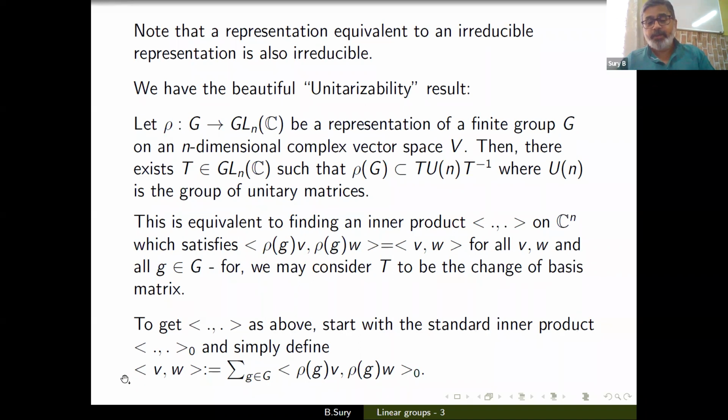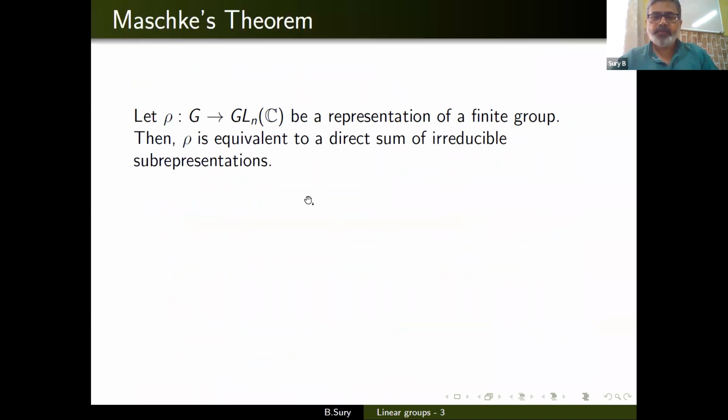Because when you look at any element of G, say small h, how does ⟨ρ(h)v, ρ(h)w⟩ look? By definition, it is the sum over g of ⟨ρ(g)ρ(h)v, ρ(g)ρ(h)w⟩, that means ⟨ρ(gh)v, ρ(gh)w⟩. And when g is running over elements of G, gh is also running over elements of G, so it's the same. It is as simple as that. So every complex representation of a finite group is unitarizable, equivalent to a unitary representation.